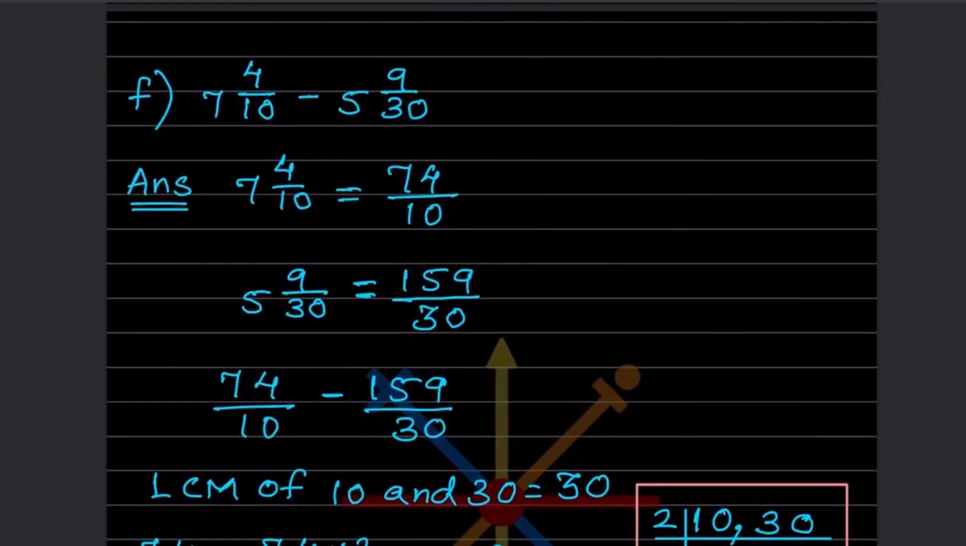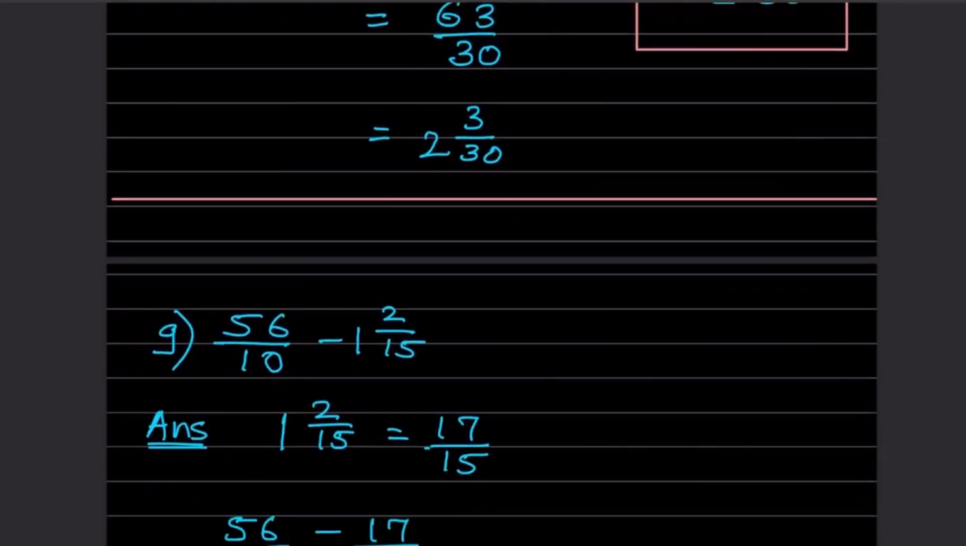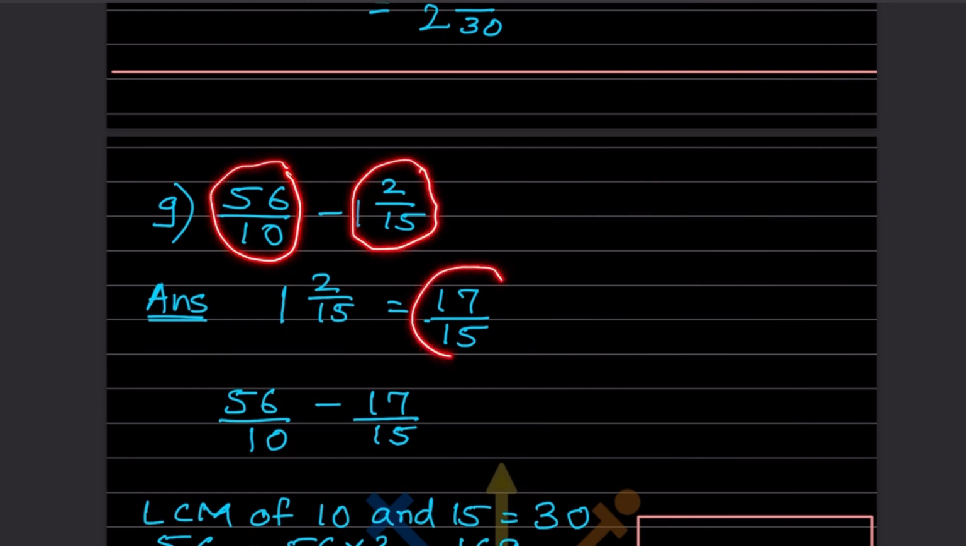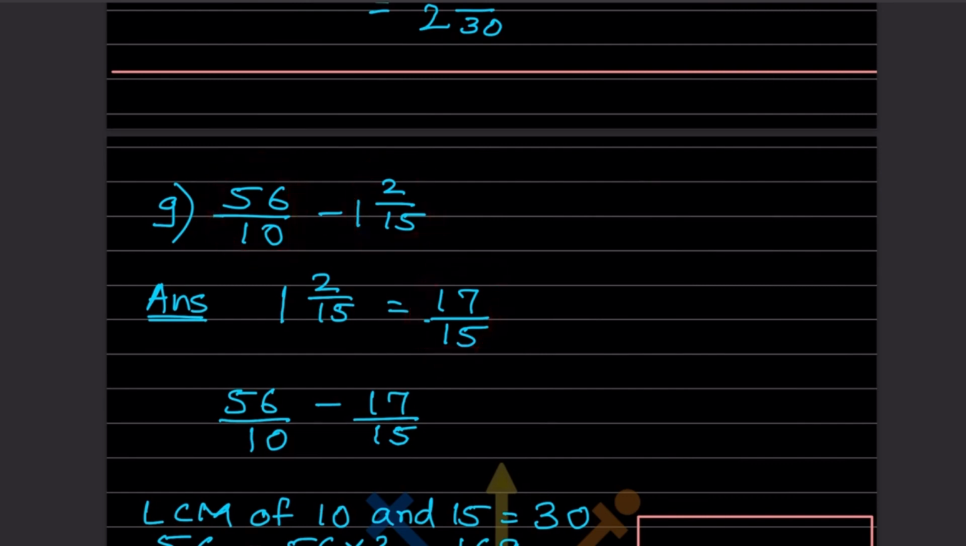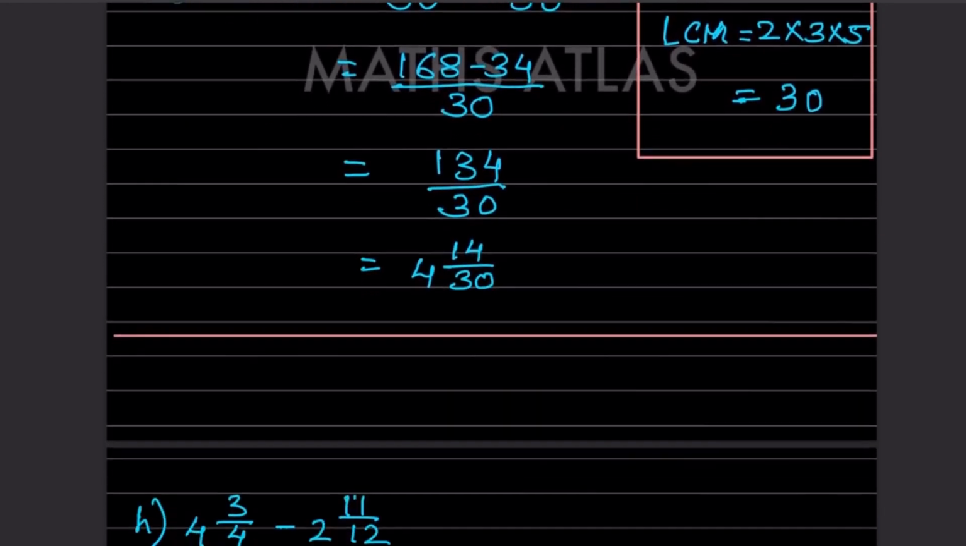Same over here. See, this is in a mixed fraction. You have to make it into an improper one, and then look at these denominators. Make the denominators equal. Take the LCM, and same over here. Again, here the same. This is always improper. Wherever there is a mixed fraction, make it improper, and then subtract it. Because the solutions are given, you can just have a look at it later.